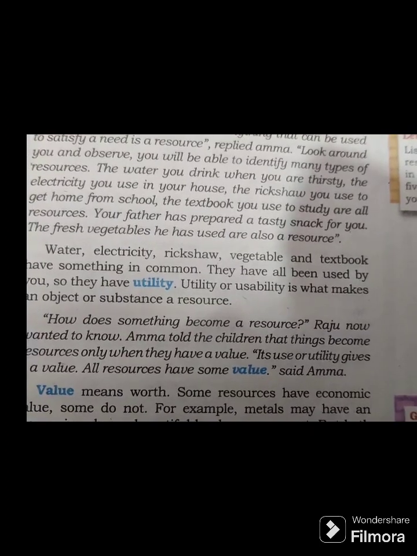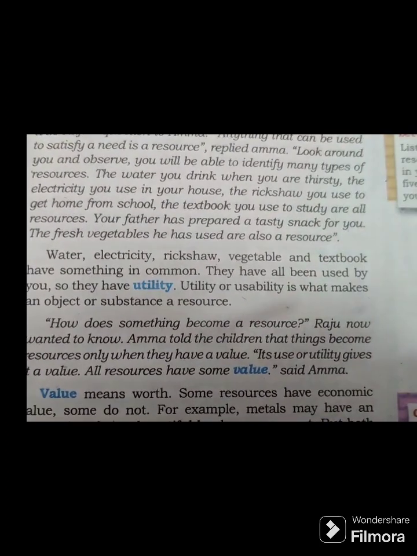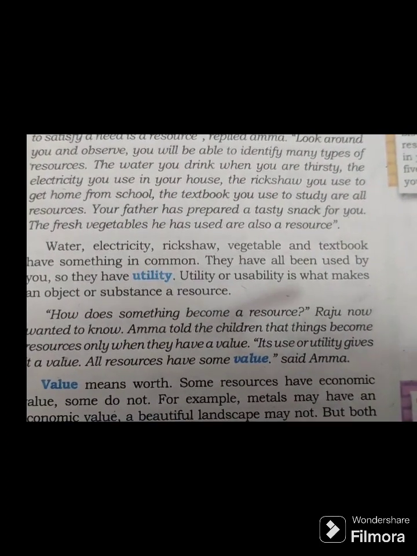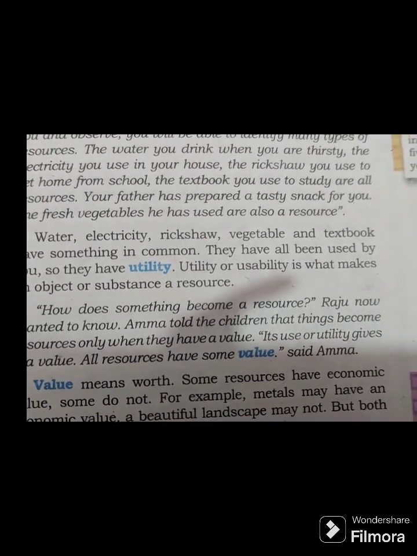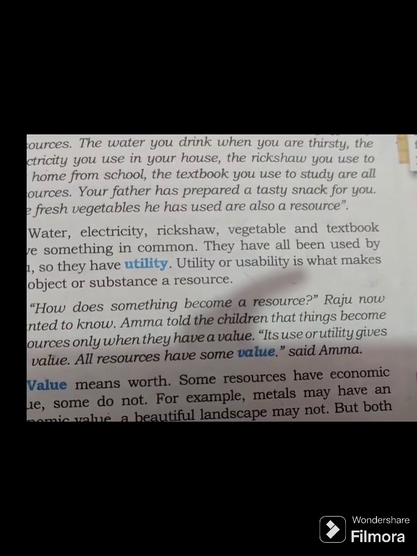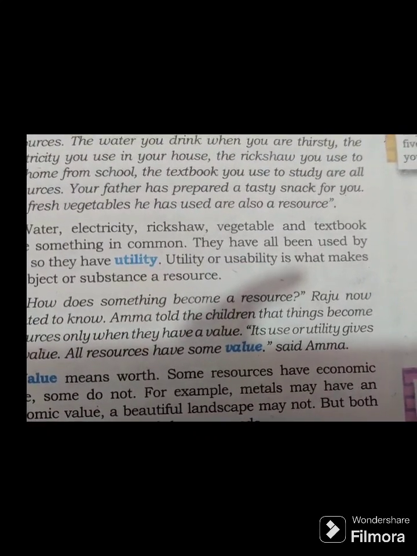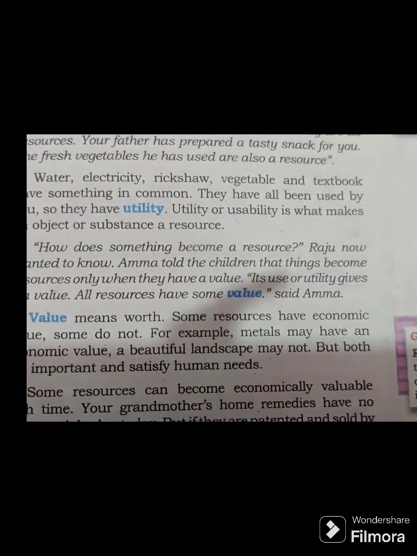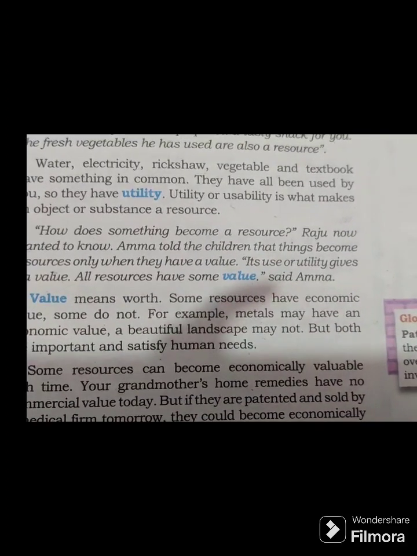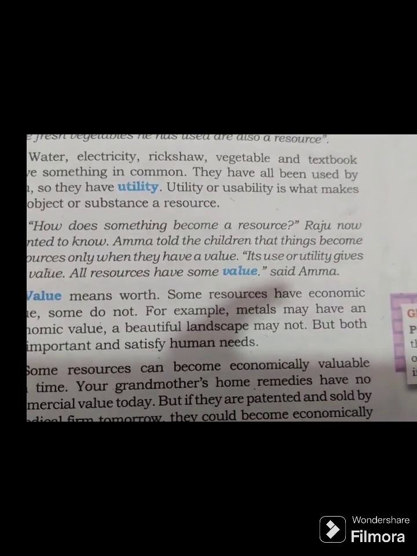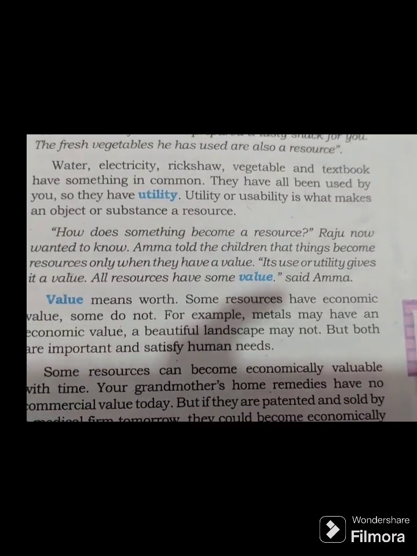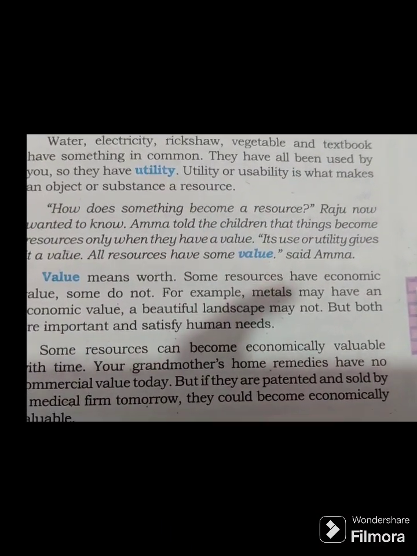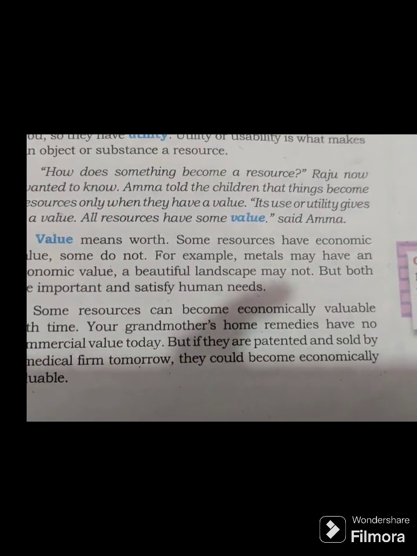"How does something become a resource?" Raju now wanted to know. Amma told the children that things become resources only when they have a value. Its use or utility gives it a value. "All resources have some value," said Amma. Value means worth. Some resources have economic value, some do not. For example, metals may have an economic value, a beautiful landscape may not. But both are important and satisfy human needs.